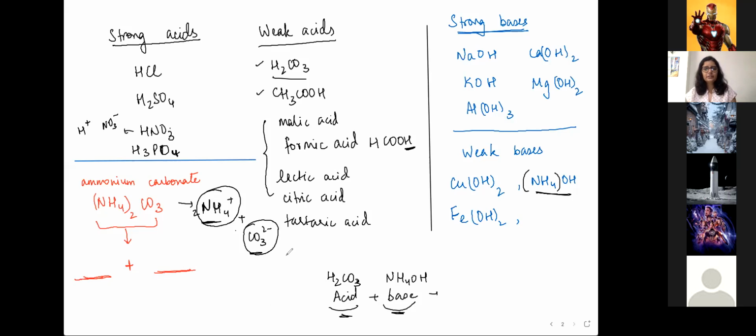But eventually, ma'am, is it neutral? Yes, it is a neutral salt. So Anirban, you said weak salt. No, weak salt, strong salt, nothing like that exists. It's either neutral or acidic or basic. So this would be more or less neutral.